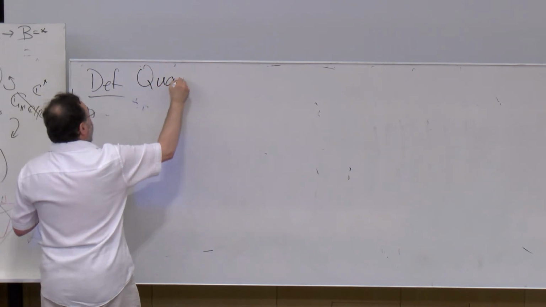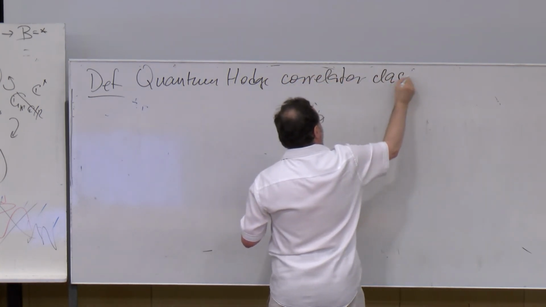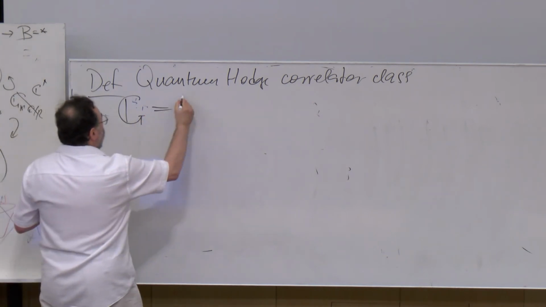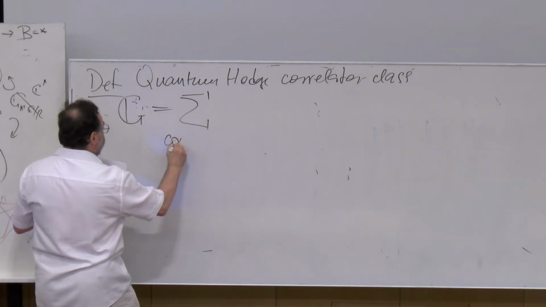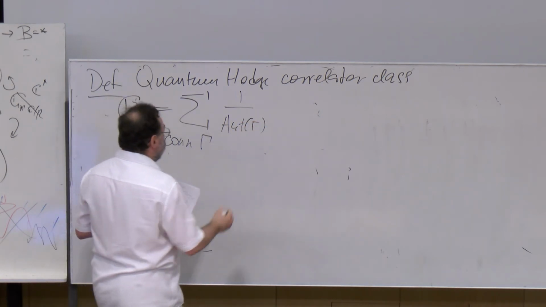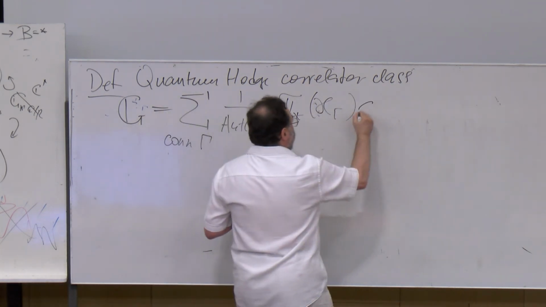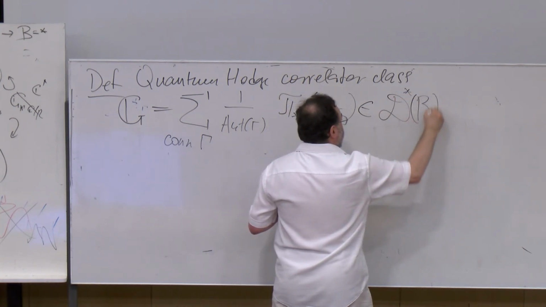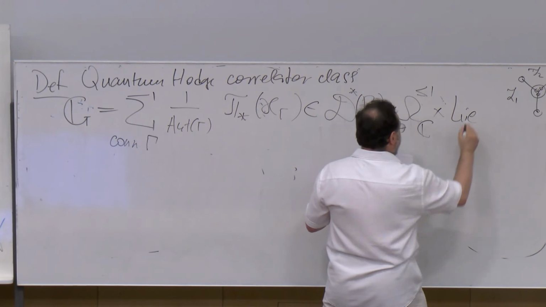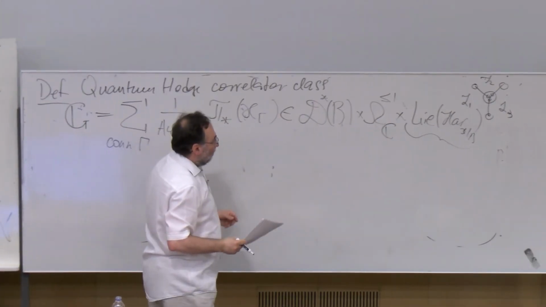So the quantum Hodge correlator class, let's call it just G. It's kind of a higher analog of the Green function, given by a sum over all connected graphs gamma as before, a weighted sum of these forms with values in local systems on B. And so precisely it's going to be a distribution on B cross some form of degree at most 1 on C2 cross some element in this Lie algebra of harmonic forms on XB.